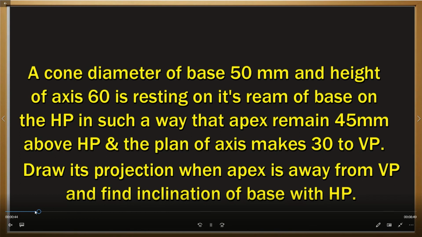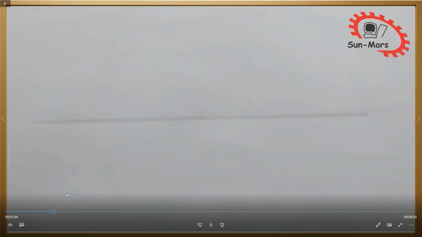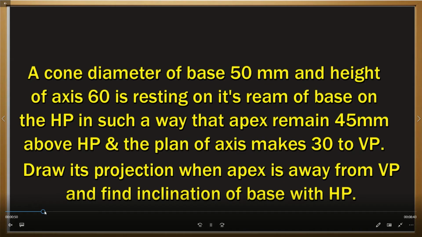Next problem. A cone, diameter of base 50 mm and height axis 60 mm, is resting on its base on the HP in such a way that the apex remains 45 mm above the HP and the plane of axis making 30 degrees to VP. Draw its projections when the apex is away from VP. Find its inclination to the base with HP.